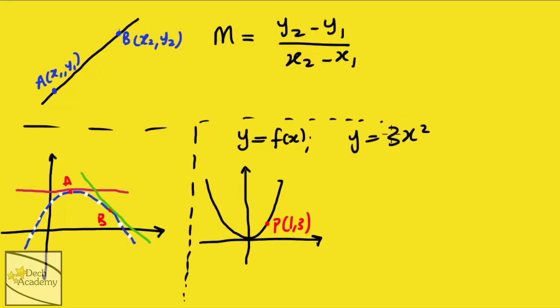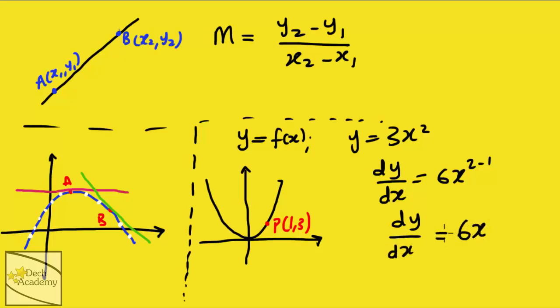Here's what differentiation does. In order to determine the gradient at point P, all you have to do is find the derivative of the function. So y equals 3x squared. What's the derivative? dy/dx is equal to 2 times 3, 6, x to the power of 2 minus 1. So dy/dx is 6x. What this does is it gives you a gradient function. It gives you a tool to determine the gradient at any point on the curve, and you don't have to draw tangents.